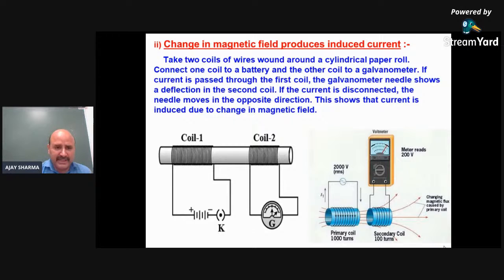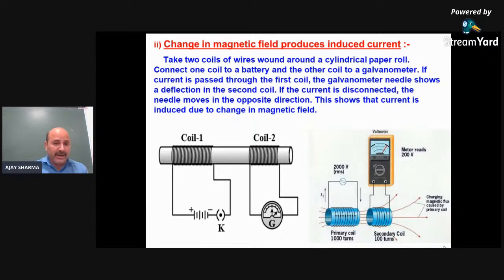It might be in seconds, or fractions of seconds, but it will take some time to reach the maximum value. So it means the current is increasing. As soon as the current is increasing, the magnetic field which is created by coil 1 will be associated with coil 2. And when the changing magnetic field is associated with coil number 2, immediately current will be produced in coil number 2.